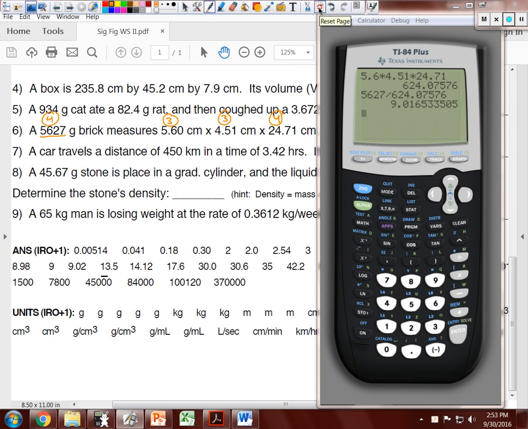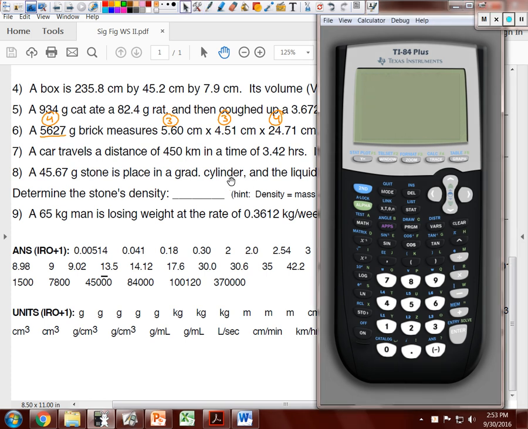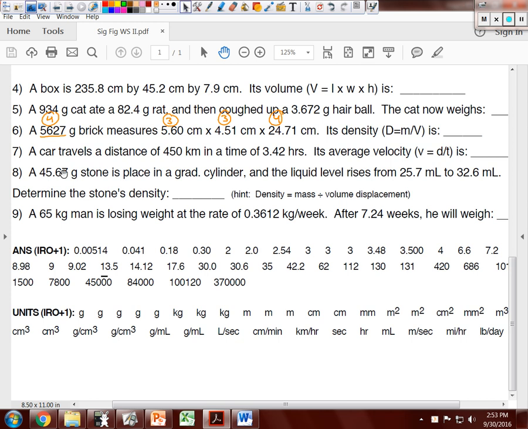All right, let's do number 7, then we'll jump down to number 9. I definitely want to look at 9. There's a reason why I want to look at it. Number 7 says a car travels a distance of 450 kilometers in a time of 3.42 hours. Its average velocity is, and it gives you this formula. What does V stand for in this formula? What does D stand for? Distance, and what does T stand for? Time.